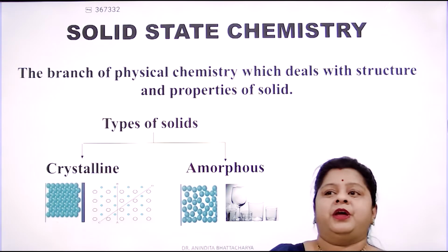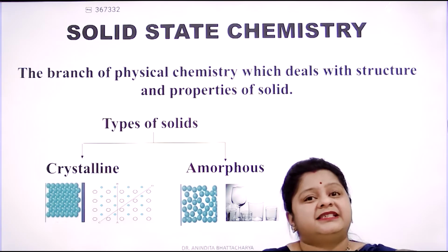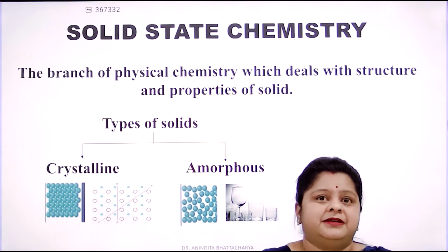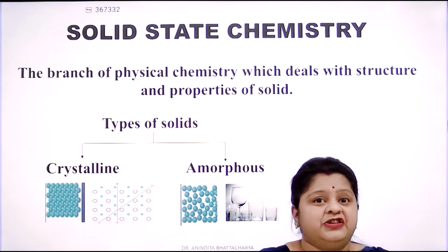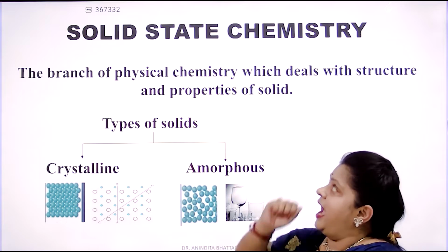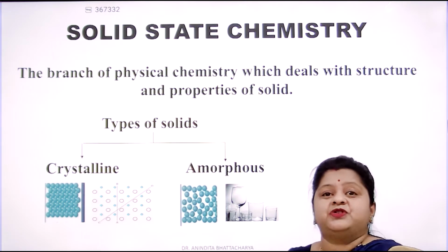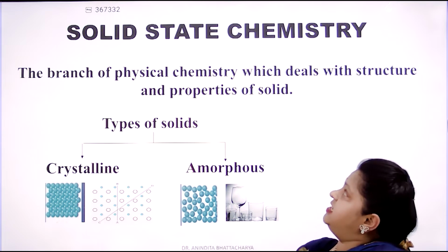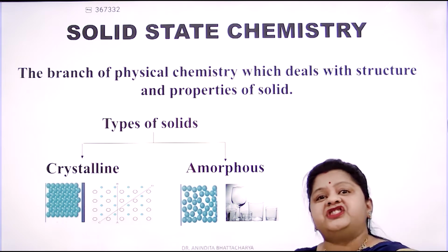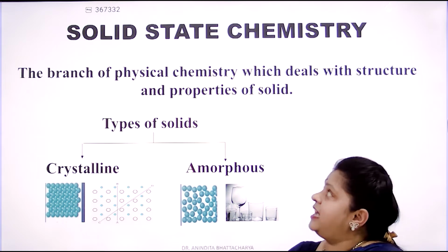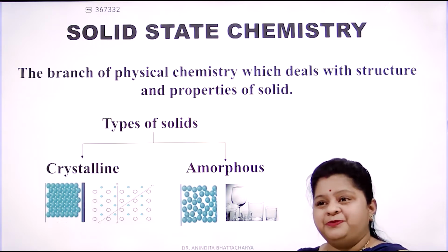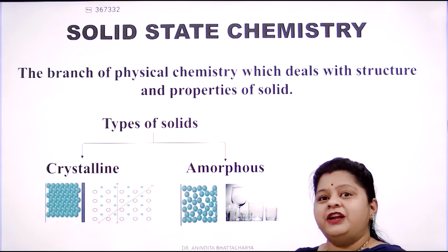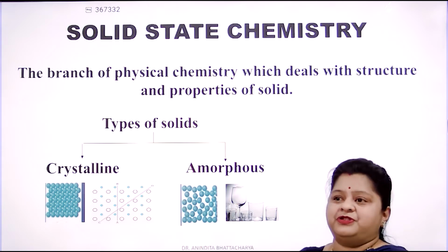So, the study of solids is very important. What is the crystal structure? How are they arranged? For this, we have solid state chemistry, which is the physical chemistry which deals with the structure and properties of solids. So it is of two types. We have crystalline solids and we have amorphous solids.